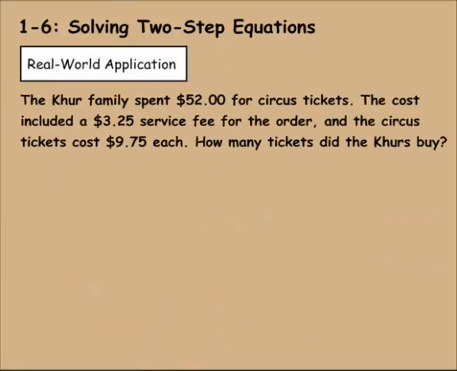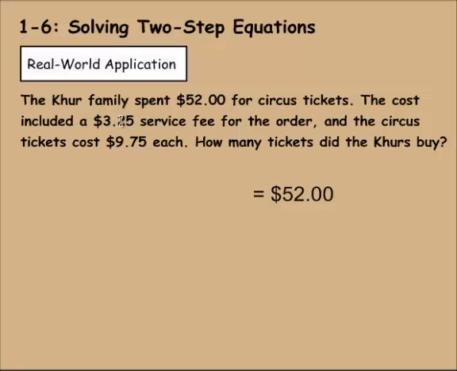Let's look at a real world application then. So the Kerr family spent $52 for circus tickets. The cost included a $3.25 service fee for the order, and then the circus tickets cost $9.75 each. So how many tickets did the Kerrs buy? So we need to start with the total here, and that's actually at the end of the problem, the equation. So no matter what, their total is going to equal $52. The service fee, you're paying that no matter how many tickets you buy.